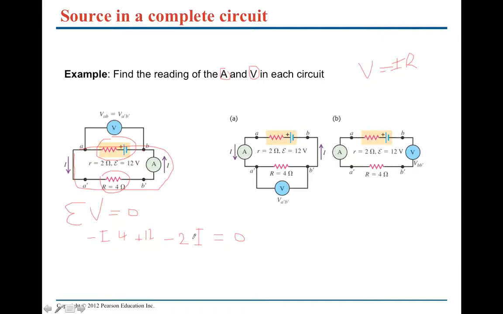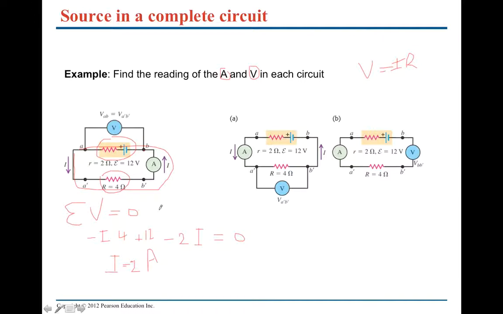As you can see, if I solve for I, 6I goes to the other side, so minus 6I goes to the other side. So 12 divided by 6, so my I is equal to 2 amps.